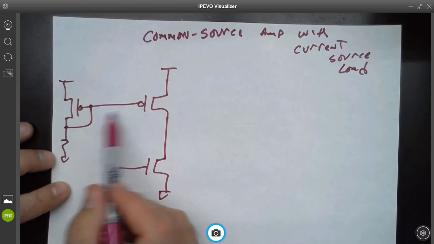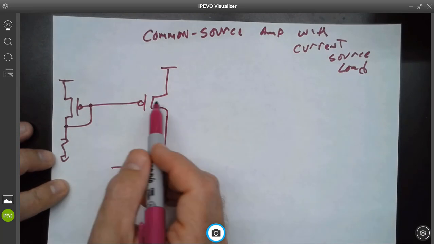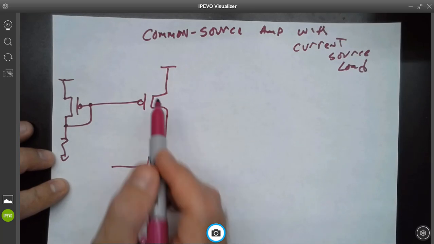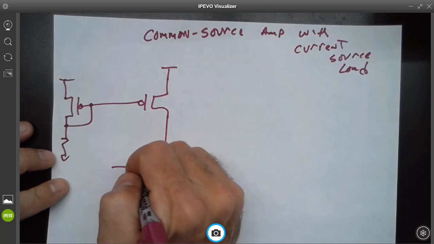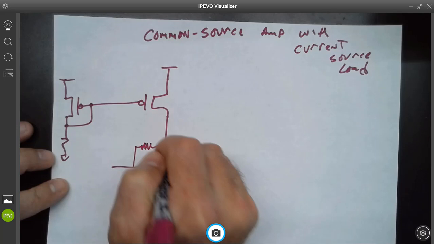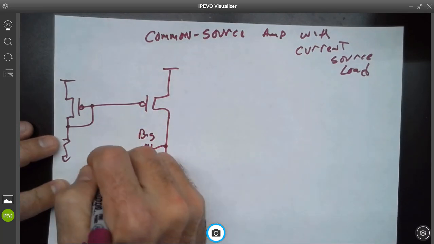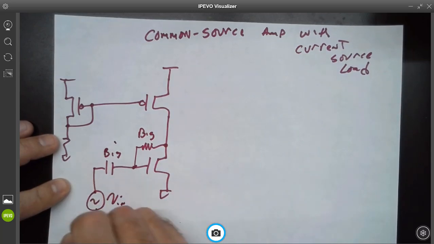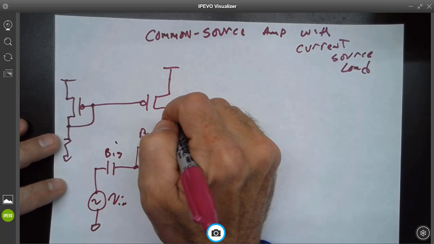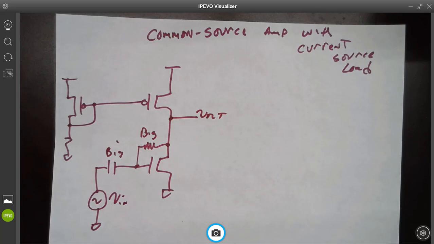And so what does this form? Current mirror. But there's no way for me to force the current in this transistor to be precisely equal to the current in this transistor. So the way I'm going to do that with the setup here is I'm going to put a big resistor here. And I'm going to put a big capacitor here. And I'm going to put a voltage source V in here. And I'm going to call this V out. And then I'm going to write the DC voltages.